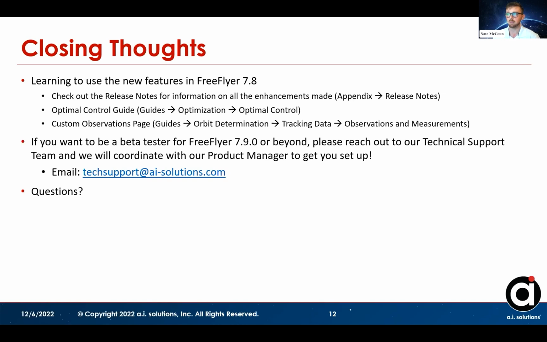We have a guide for optimal control, which can be found under the optimization subsection. And you can also find a page on custom observations in the orbit determination guide. It's going to be under the tracking data, observations and measurements, and you'll see custom observations available to you there. Along with these new guides in the help file, we have all the sample mission plans, which we just walked through. So the 12 new sample mission plans are based on these new enhancements.